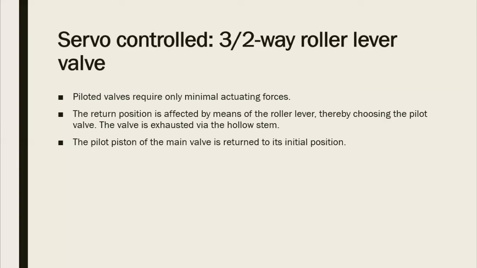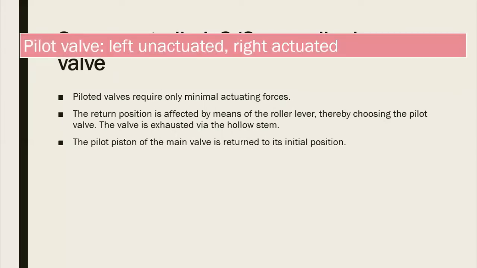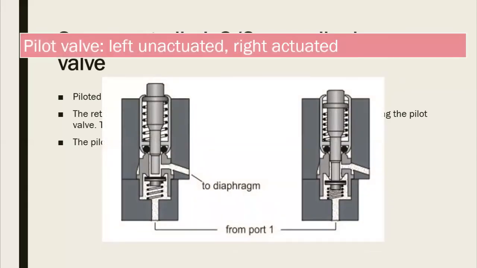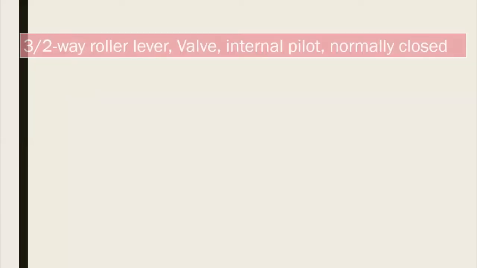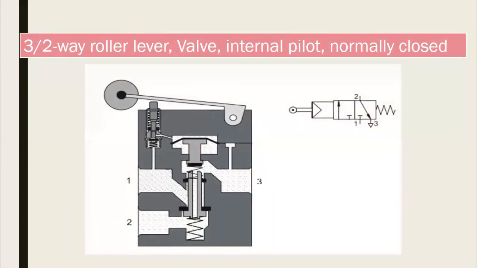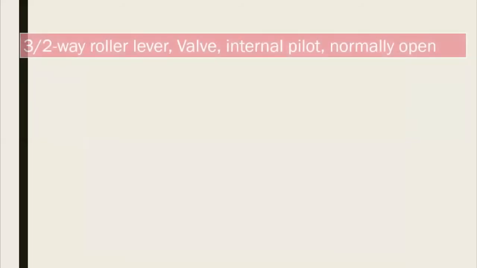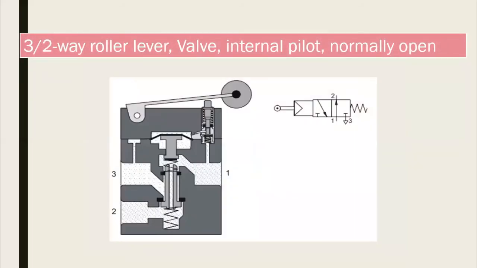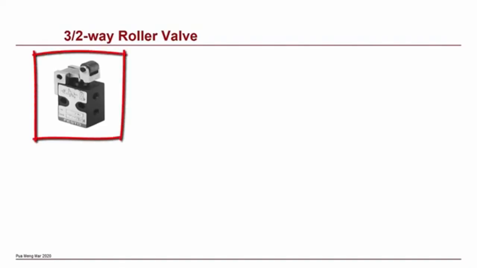In figure 4.14, the left pilot valve is unactuated and the right is actuated. This type of valve can be used as either a normally closed valve or normally open valve by changing ports 1 and 3 by rotating the head 180 degrees. As you can see, there are two 3-way roller lever valves with an internal pilot. The one is normally closed, the second one is normally open. For this video, we will simulate the two kinds of 3-way roller lever valve. This is a 3-2 roller valve.